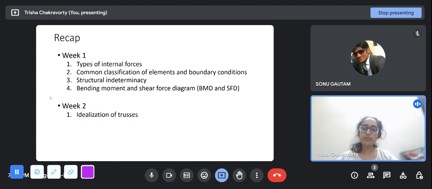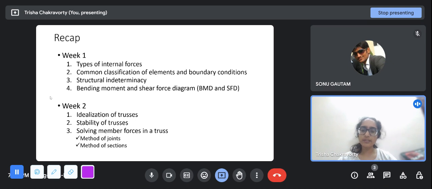In week 2, we moved on to trusses. We first looked at how to idealize a 3D real life truss into two-dimensional trusses, then stability of trusses, and then solving the member forces in a truss. There are basically two methods: method of joints, method of sections.